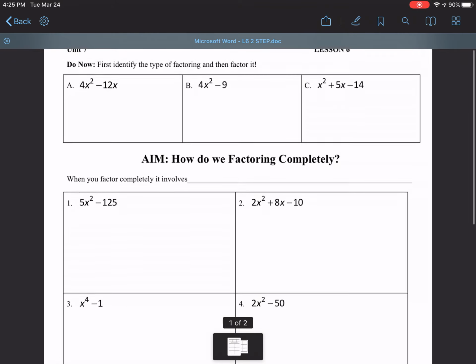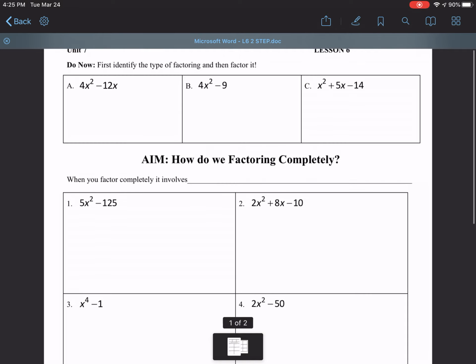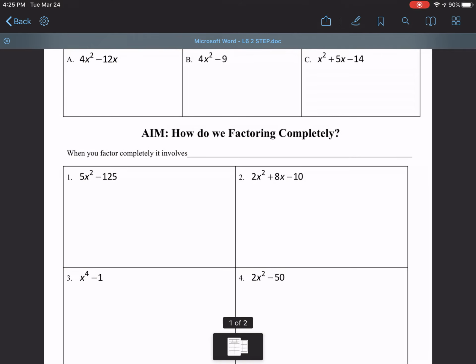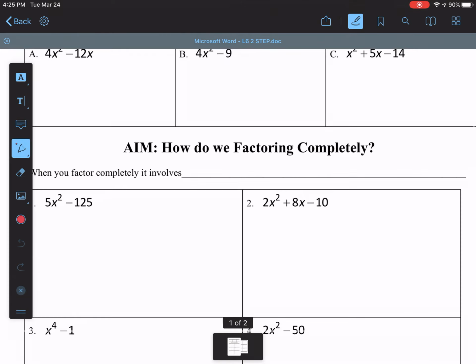So we want to identify the type of factoring and factor it. So no matter what, you always start off by checking to see, is there a GCF? So that is always going to be your first step. So let me just zoom into this a little bit.